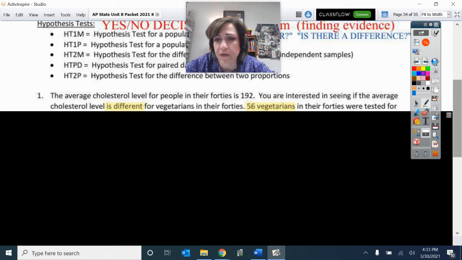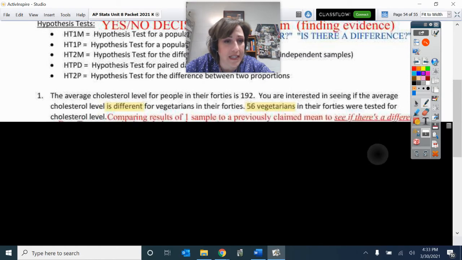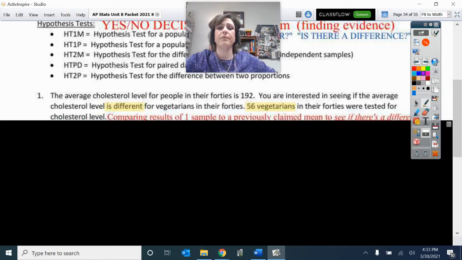56 vegetarians in their 40s were tested for cholesterol level. Okay. All right, so I have just one sample. So that's also something that goes through my mind. So this is going to be one mean or one proportion. Because I think this is the type of data, this is numerical. It's quantity. So I think it's one mean. Okay, and then we're going to be comparing the results of one sample to a previously claimed amount of 192 to see if there's a difference.